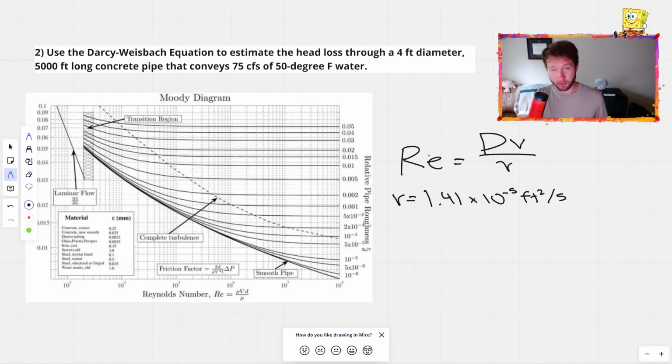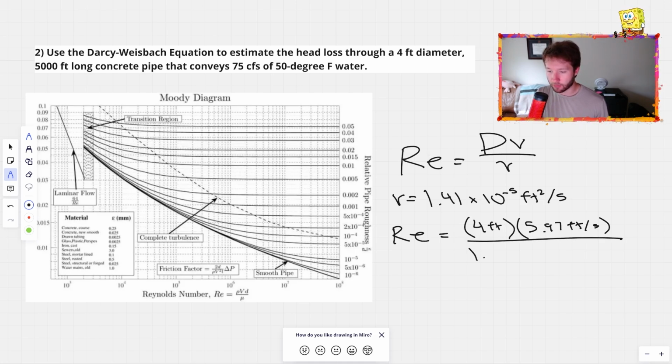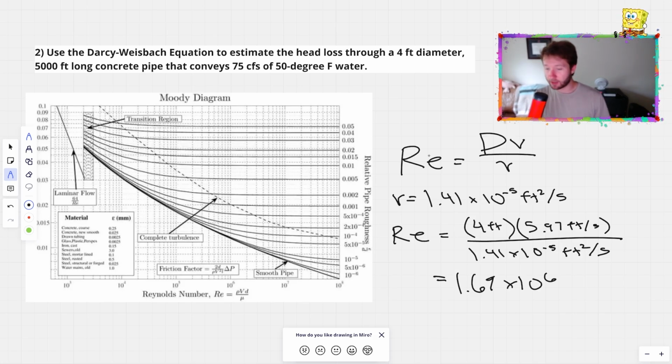And we already had diameter and velocity, so now we can plug that in to find our Reynolds number. We got 4 feet times 5.97 feet per second over 1.41 times 10 to the negative 5 feet squared per second. So plug and chug, and we get something like 1.69 times 10 to the 6 for our Reynolds number.